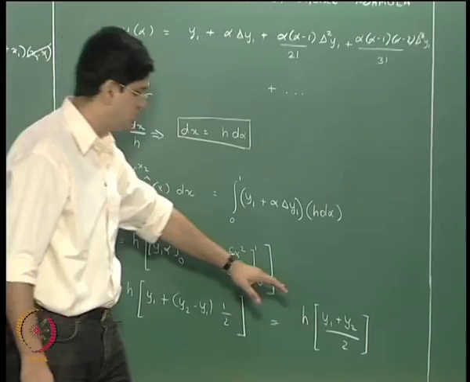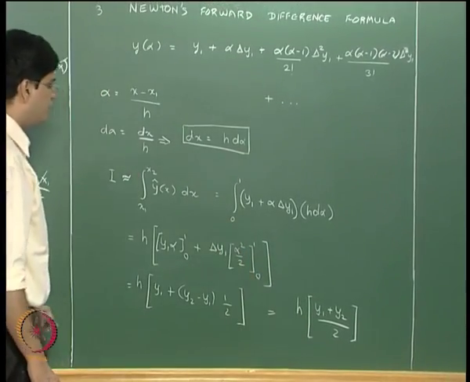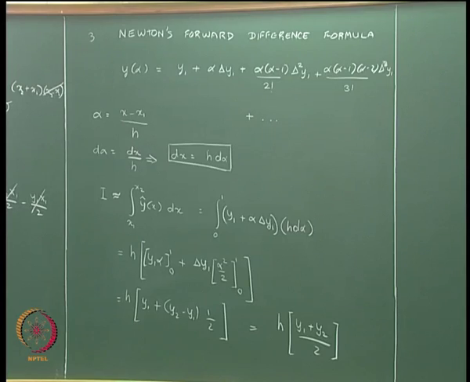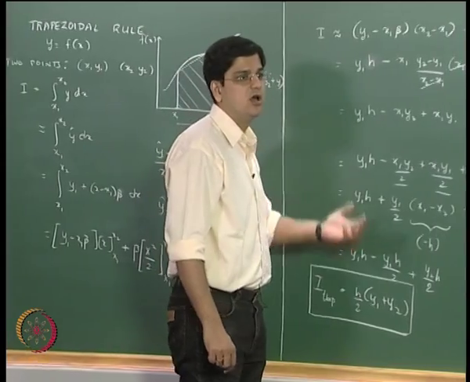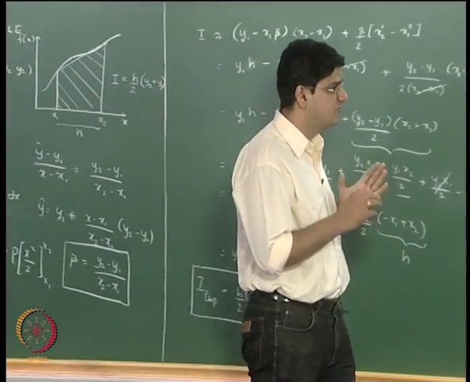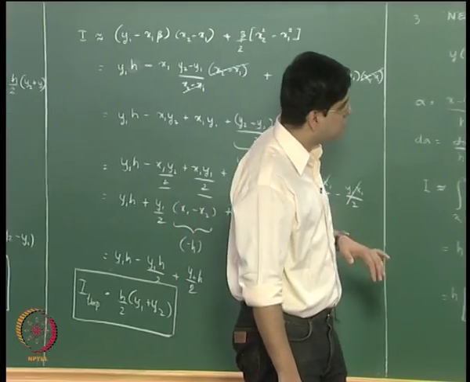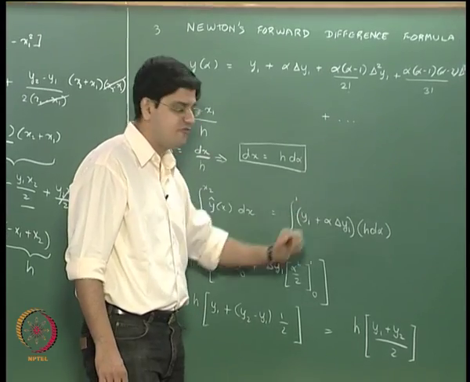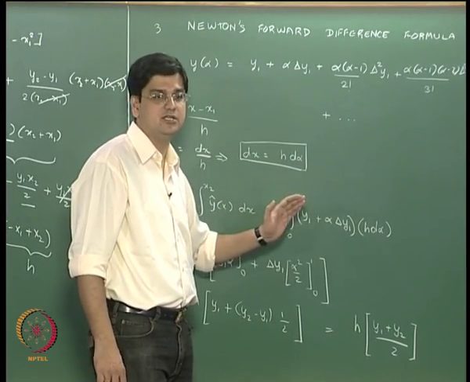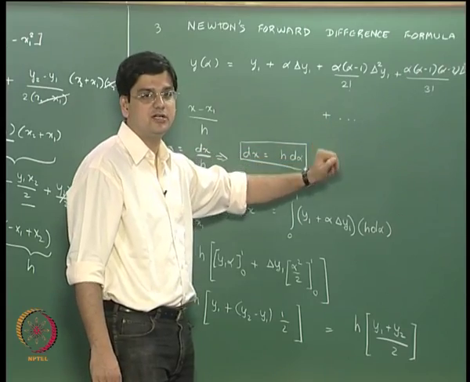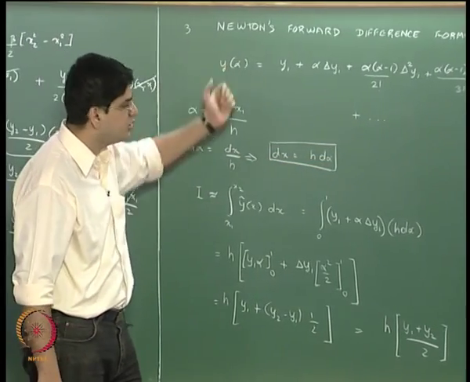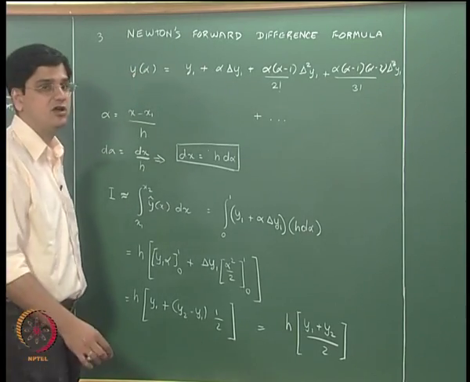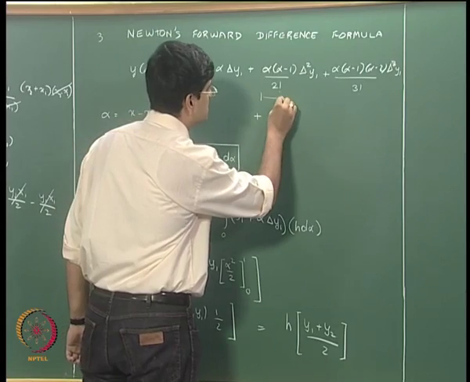When we do this derivation, we find that the final value of the integral was the same that we obtained using our geometric or our algebraic methods for joining the two points with a straight line, okay. Now the question is, why did I go through an additional method in order to figure out what the same integral is? The reason I went through this additional method is because using the Newton's forward difference formula, we can figure out what the leading error term is, okay.